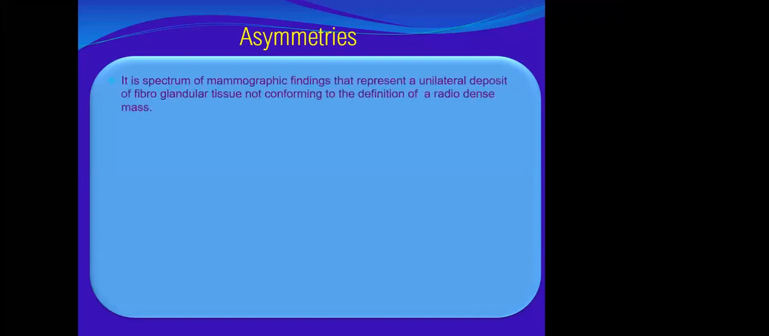It's a description for a unilateral fibroglandular density that is seen in one or more mammographic projections, and this does not meet the criteria for a mass. Okay, yes. So we said it's a spectrum of mammographic findings representing a unilateral deposit of fibroglandular tissue that has no mirror image on the opposite side and does not fulfill the criteria of a radiodense mass, and is seen as a discrete area of increased tissue density, okay?